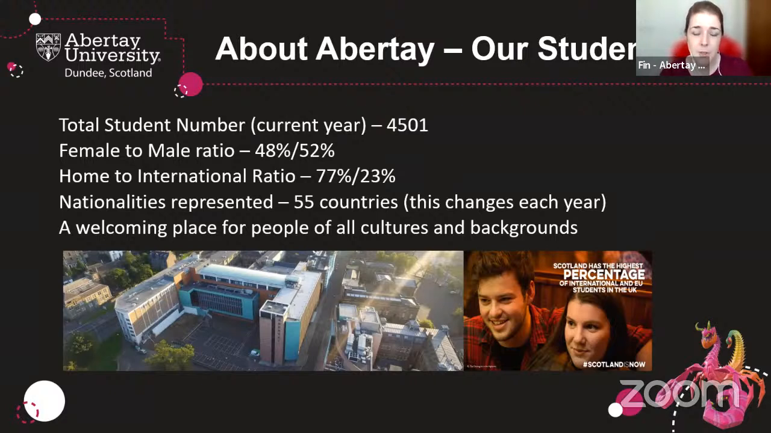And we have just about 25% of our international students represented on university campus, and 77% are home students. So we do find that this is represented really well. And because we are so small, it is quite nice to see quite a diverse and multicultural student body on campus. Currently, nationality is represented at 55.